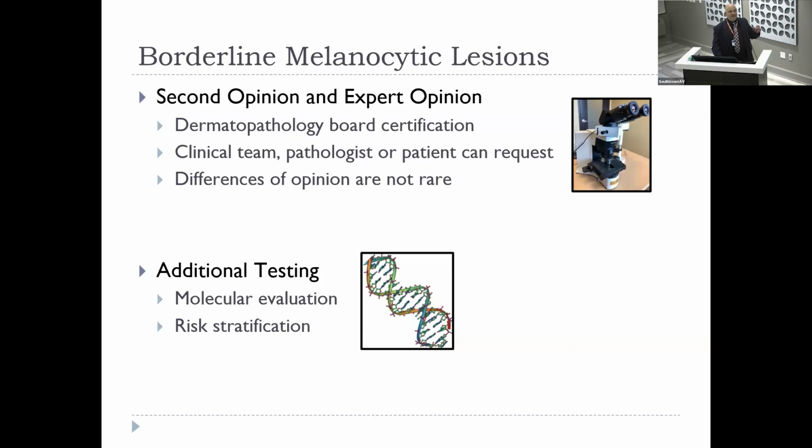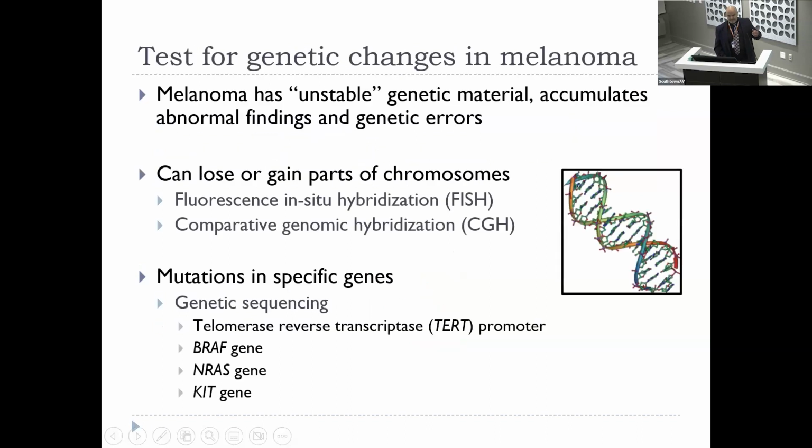So when that happens, most of the time we try to do additional testing. For a subset of these lesions, you need additional testing, usually looking at molecular events. That's why I have this DNA here. Usually I have molecular tests that look at the DNA. And why is that? If you step back a little bit, melanoma is a malignant disease and has unstable genetic material, which accumulates a lot of abnormal findings, whereas nevi shouldn't have that degree of abnormality.